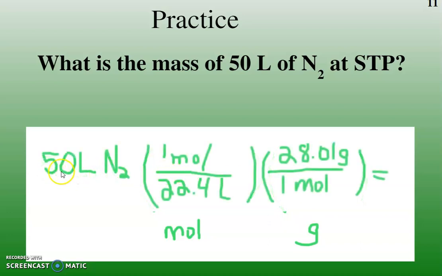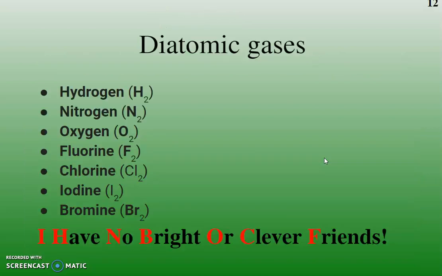Here's the answer. We started with 50 liters. 1 mole is 22.4 liters. Liters is on the bottom so that we can cross that out. Now we have moles, so we need our molar mass. Again, moles has to be on the bottom, so let's cross that out. If we look for N2, nitrogen is about 14, so if we have 2 of them, we're going to have a molar mass of 28. So now we take 50, divide by 22.4, multiply by 28.01, and oops, I didn't put the answer there, but hopefully you can figure that out.